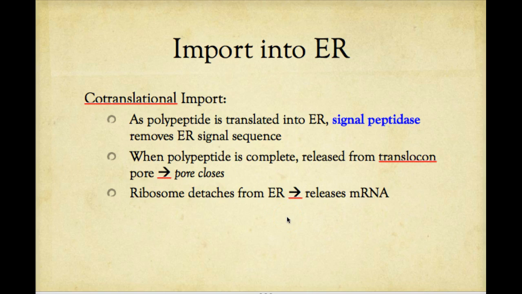Now, as the polypeptide gets translated into the ER, the signal peptidase, the portion of the translocon that has enzymatic activity, is going to be activated, and it will remove the ER signal sequence. In other words, the ER signal sequence has done its job by getting the newly formed polypeptide into the pore while it's being translated. Once that happens, the signal sequence is no longer needed. So by the time the protein is completely translated, the signal sequence can be removed. At that point, once the polypeptide is complete, it will be released from the translocon and the pore will close.